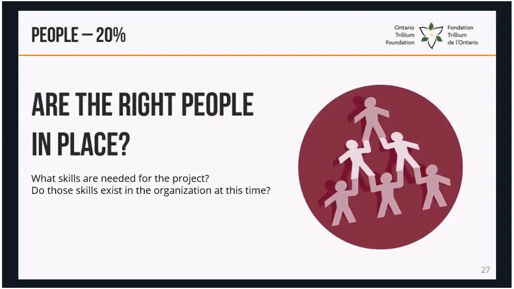Moving on to the people assessment category. What skills are needed for the project to be realized? Do those skills exist in the organization at this time? If not, who will be assigned to ensure that the project is successfully completed on time and on budget?